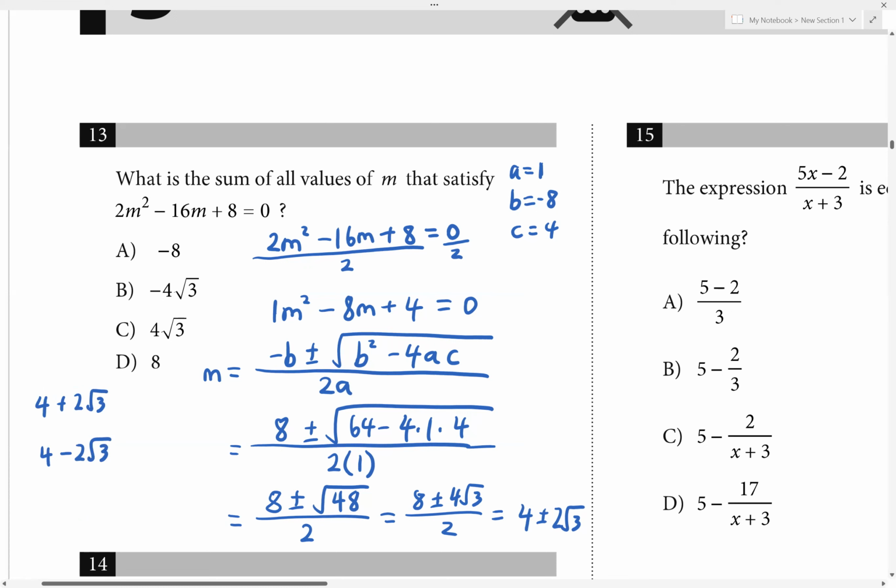Those are the m values, and we want the sum of the m values, so we add them up. When we add them together, the plus 2 root 3 and minus 2 root 3 cancel, so we just get 4 plus 4, which is equal to 8. So that's why D is the final answer for number 13 here.